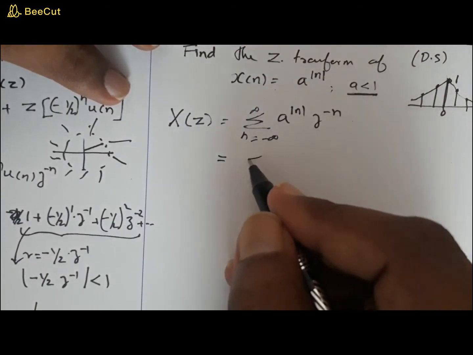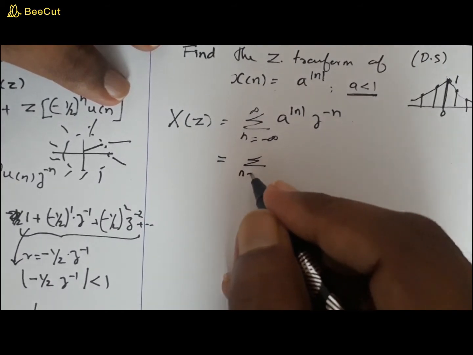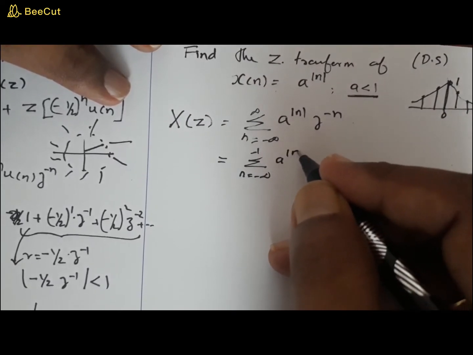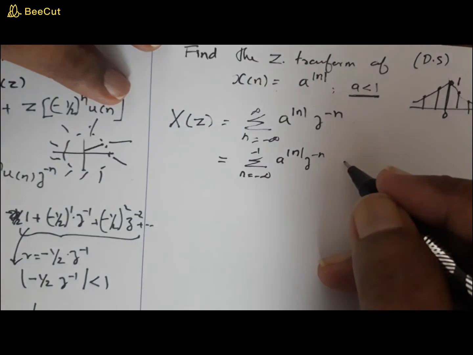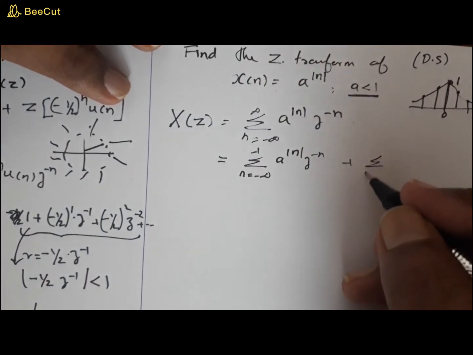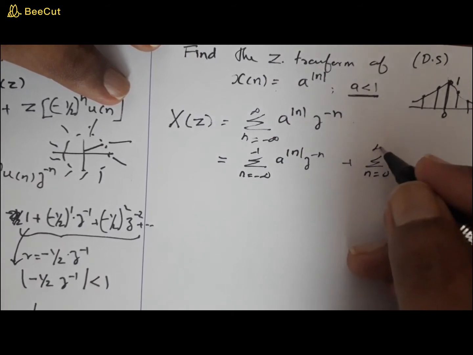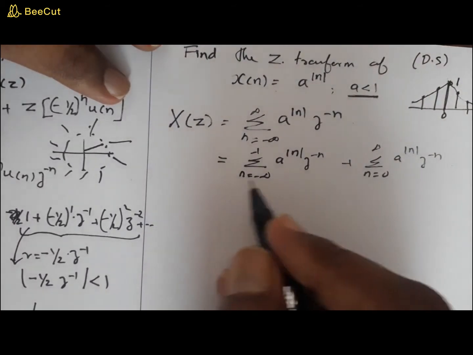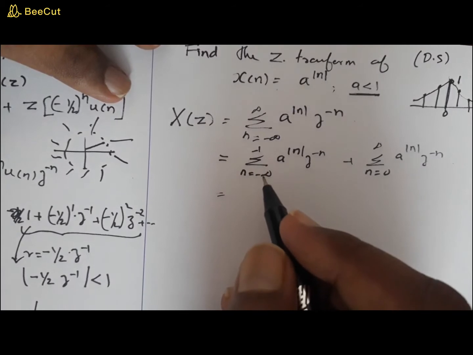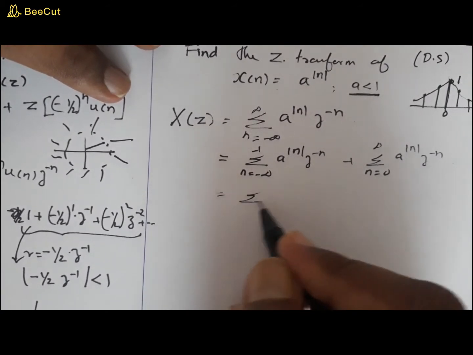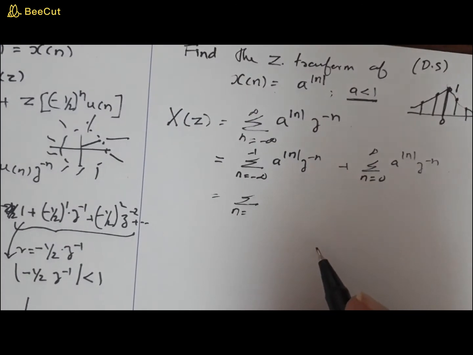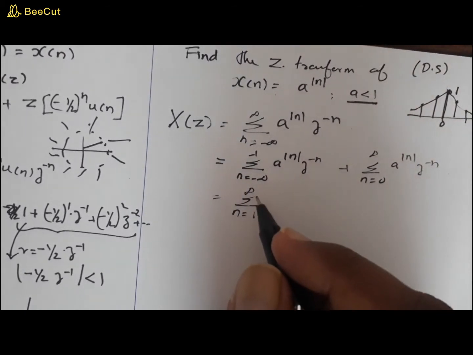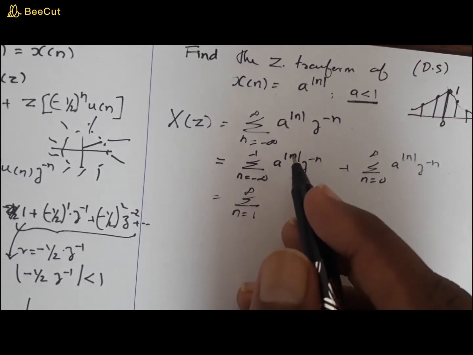Now you can split this summation as the sum from n equal to minus infinity to minus 1 of a raised to modulus n, z raised to minus n, plus the sum from n equal to 0 to infinity of a raised to modulus n, z raised to minus n. Now you can change the polarity of this, that means you can reverse the limit, meaning n equal to 1 to infinity. The only thing you need to do is, instead of n, you put minus n.